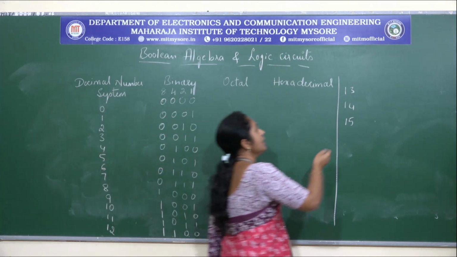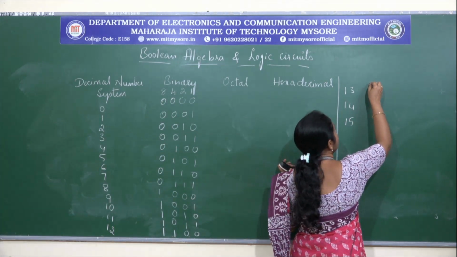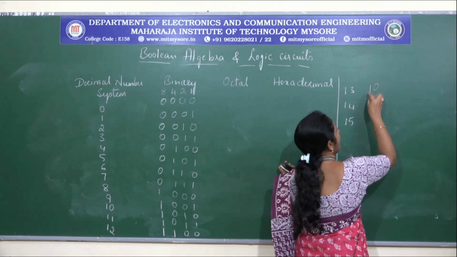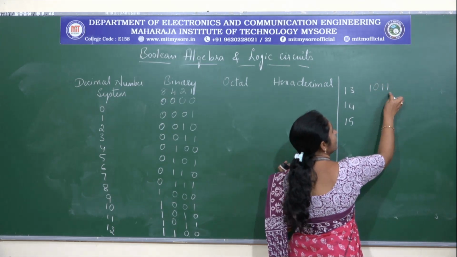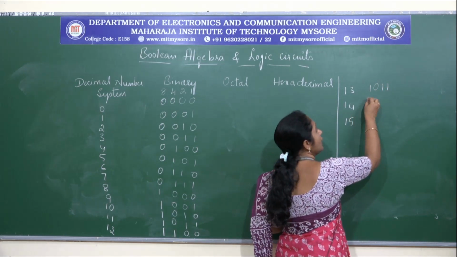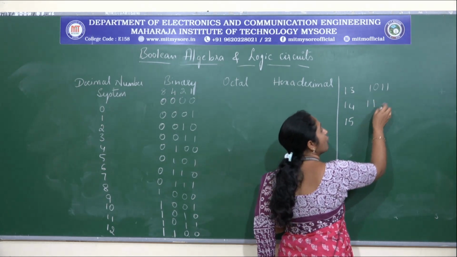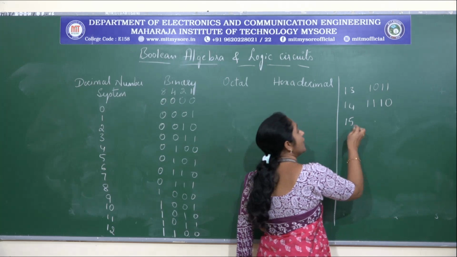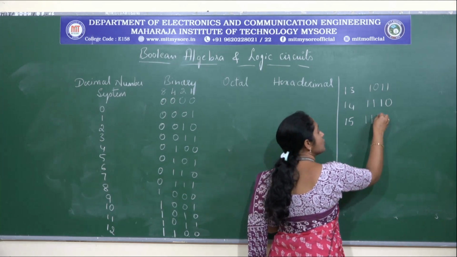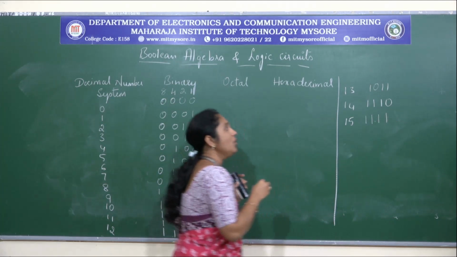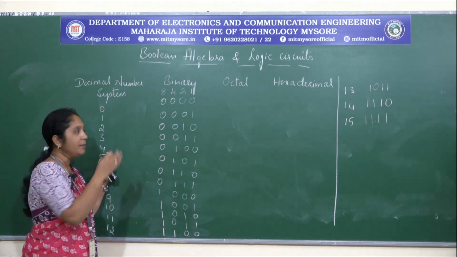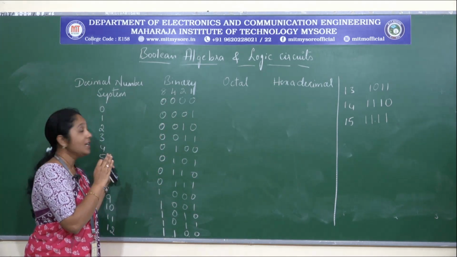Let me continue here. So binary representation 13: 13 is 8 plus 4 plus 1. Next 14: 14 is 8 plus 4 plus 2 plus 0. 15 is 8 plus 4 plus 2 plus 1. So this is how we need to write the binary equivalent for any given decimal number.